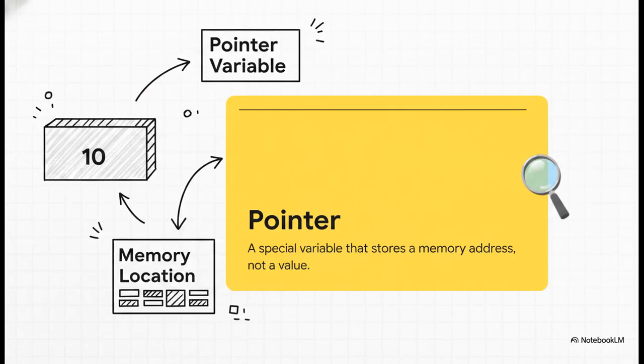So what in the world is a pointer? Let's keep it really simple. A normal variable stores a value, right? Like the number 10. A pointer is different. It's a special kind of variable that doesn't store a value. Instead, it stores a memory address, literally the location where some other variable lives inside your computer's memory.